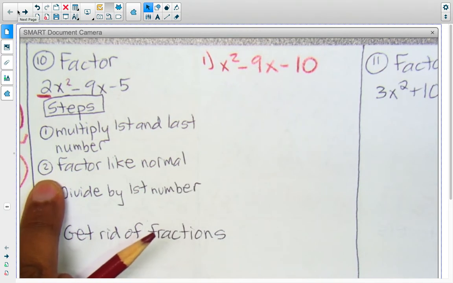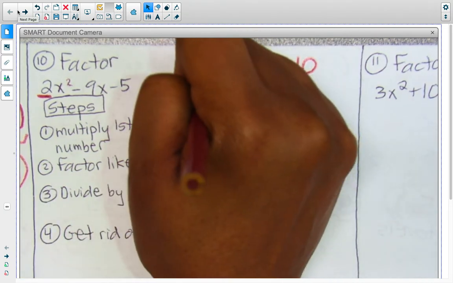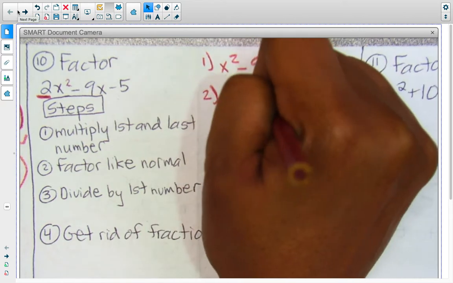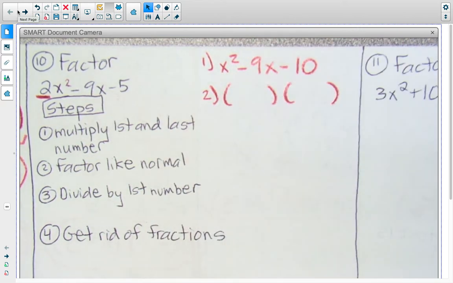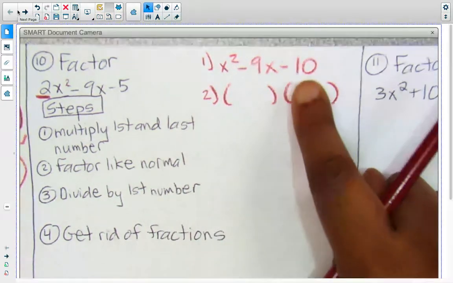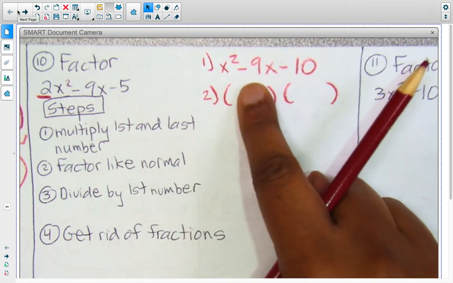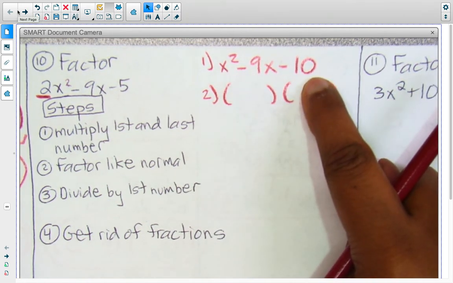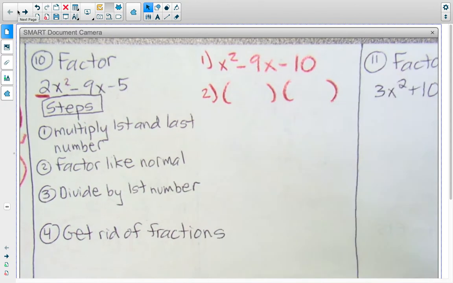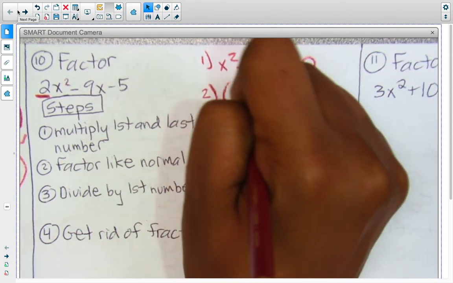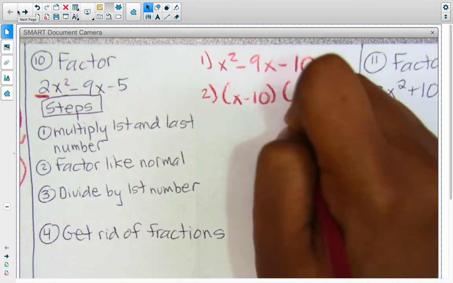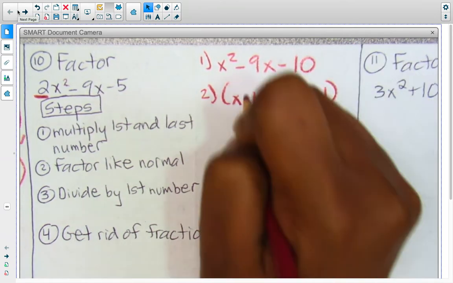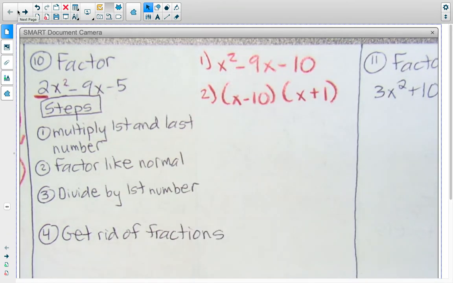Now we're on step 2. It says factor like normal. So when I say factor like normal, that means we're going to set up our parentheses. We're looking for two numbers that multiply to give me -10, add to give me -9. Multiplies to give us -10, adds to give us -9. So those numbers are x minus 10 and x plus 1. So that is step 2.